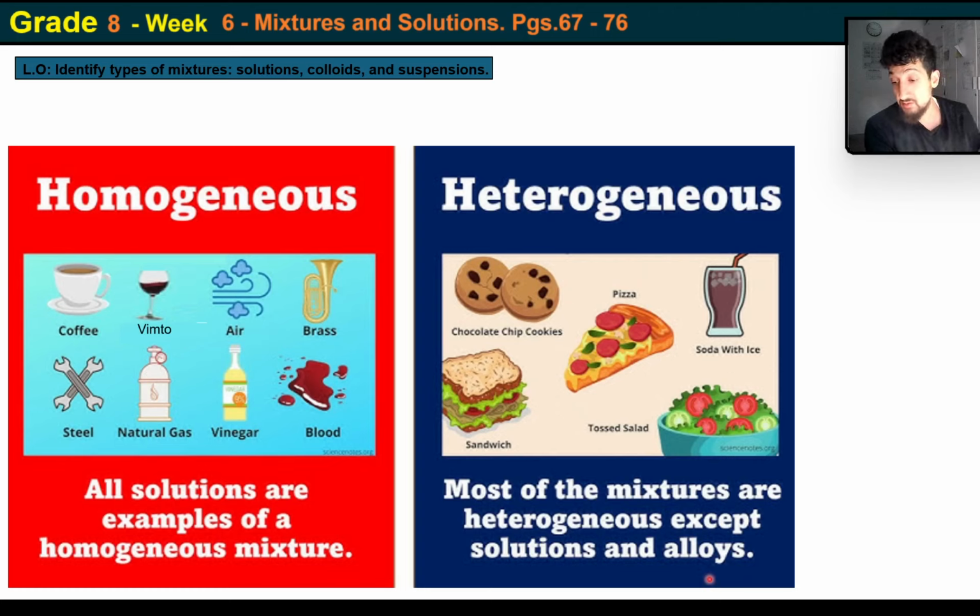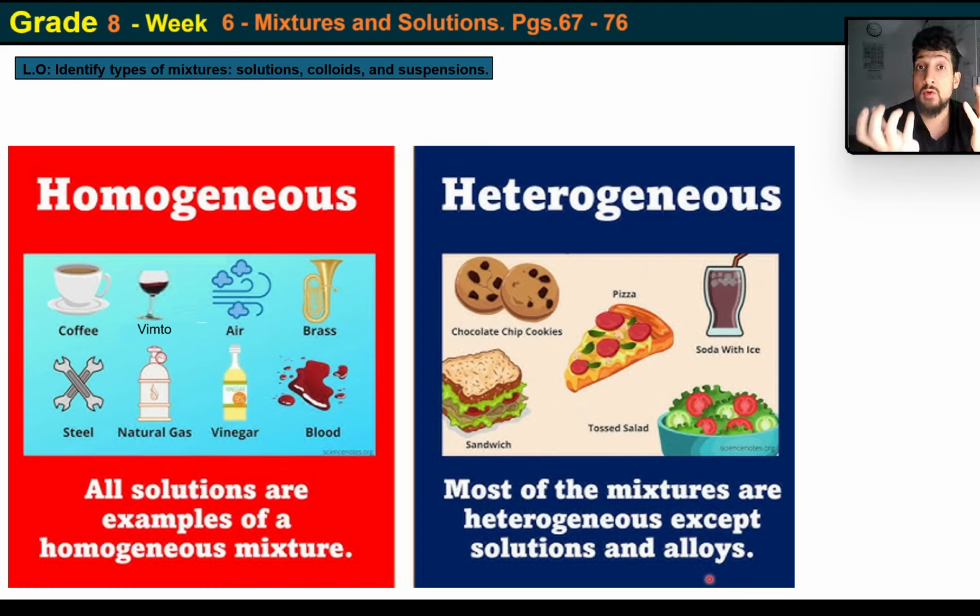More examples. Homogeneous, things that blend in, look the same. Coffee, Vimto, the air looks the same throughout. You don't look at the air and see like yellow patches and orange patches. That would be weird. Well, I guess you can sometimes if there's smoke, but then it becomes heterogeneous. Now, normally the air is a homogeneous mixture of nitrogen, oxygen, carbon dioxide, just a wee bit, and argon, xenon, helium, all sorts of gases, right?